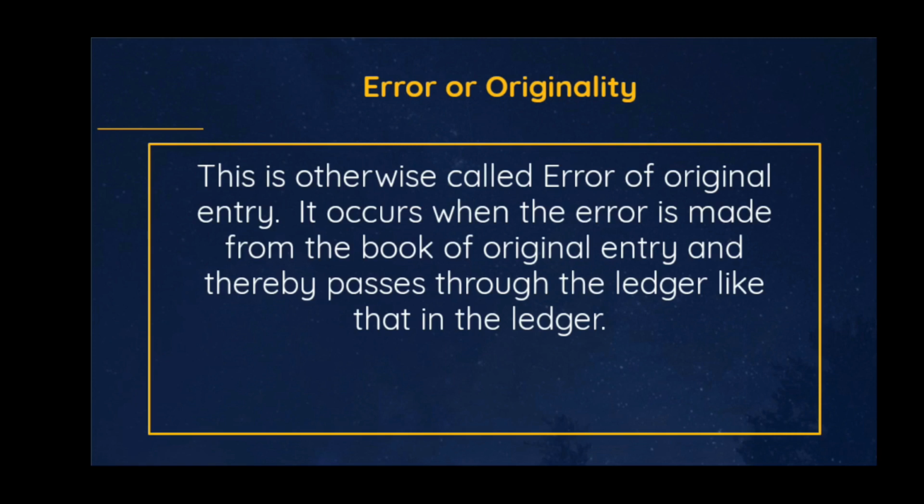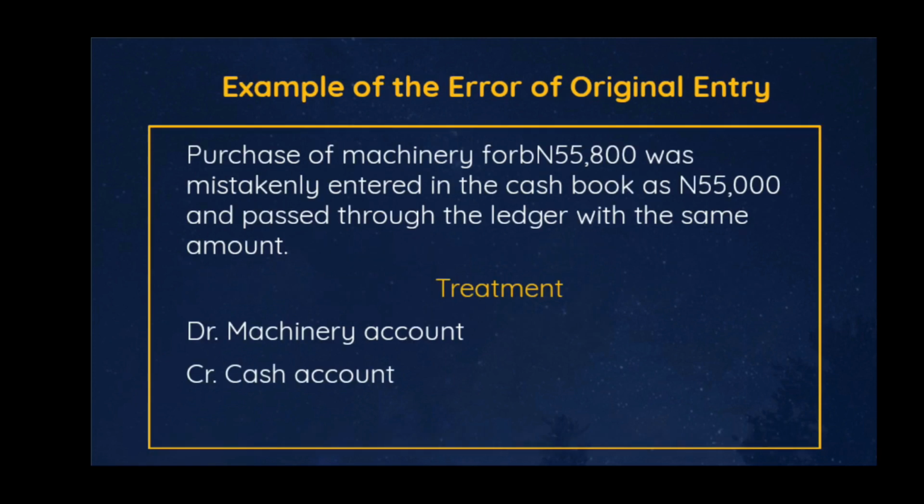So in that case, if an error is made from the book of original entry, that amount will be transferred to the ledger like that, and at the end of the day, it will not affect the trial balance. Let's take an example under that. Purchase of machinery 55,800 was mistakenly entered in the cash book as 55,000 naira. If we remember, under the book of original entry, cash book is also one of them.